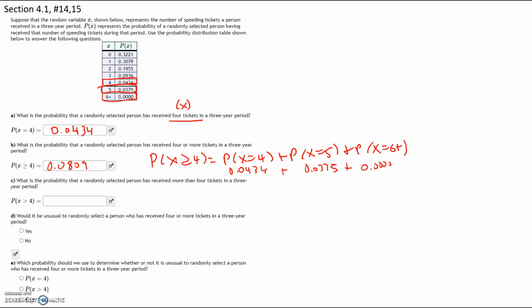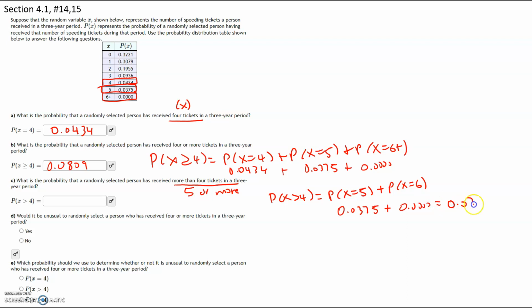Now, part C looks similar to part B, but it's different. When it says x greater than 4, so more than 4 tickets, in that case, 4 does not count. More than 4 strictly means 5 or more tickets. So probability of x greater than 4 is equal to probability that x equals 5 plus probability that x equals 6. So 4 is not included. It's strictly more than 4. Probability that x equals 5 is 0.0375. X equals 6 is 0.0000. If you add these up, that just gives you 0.0375.